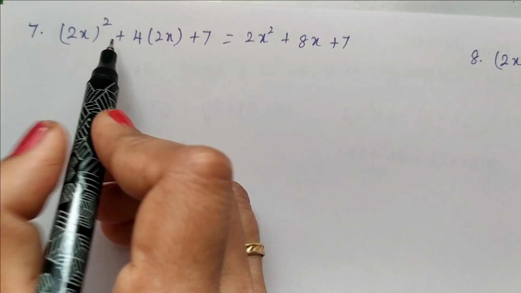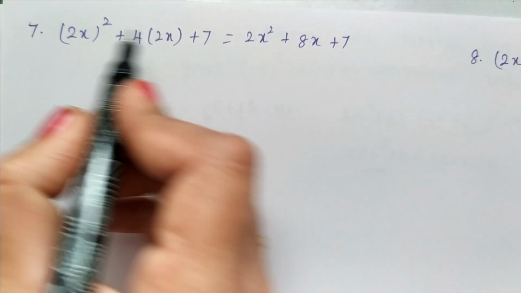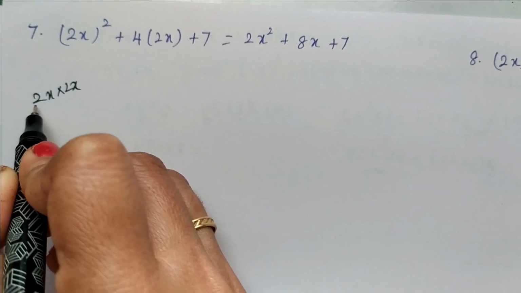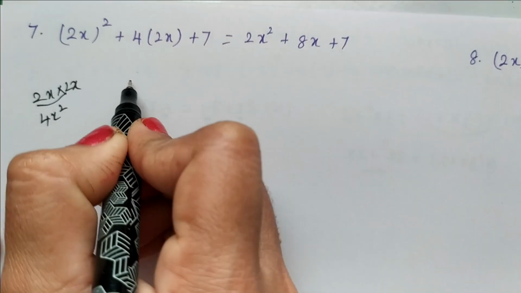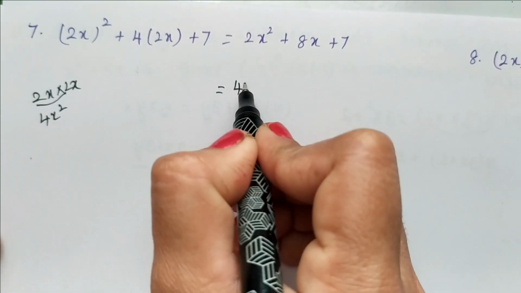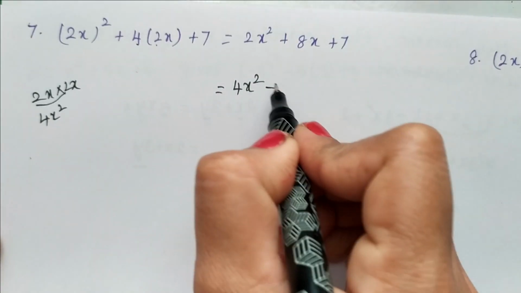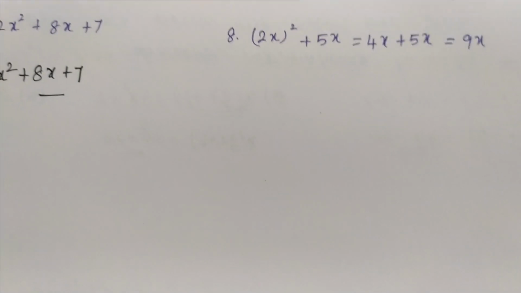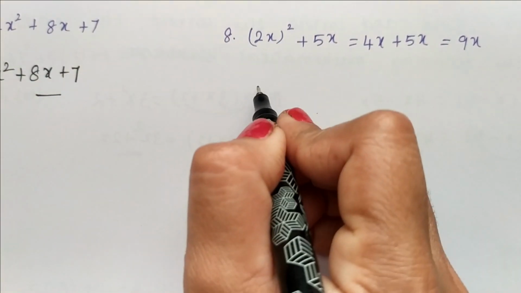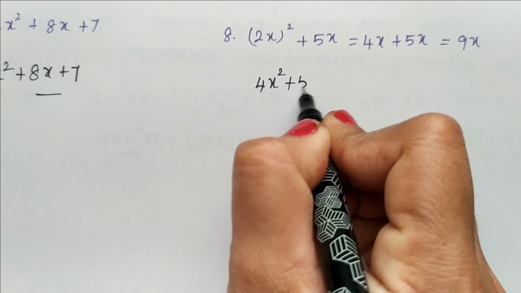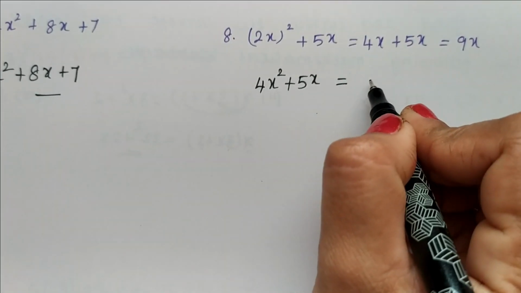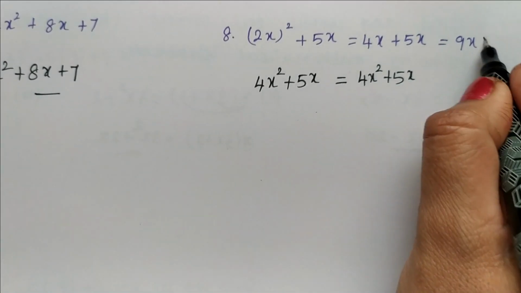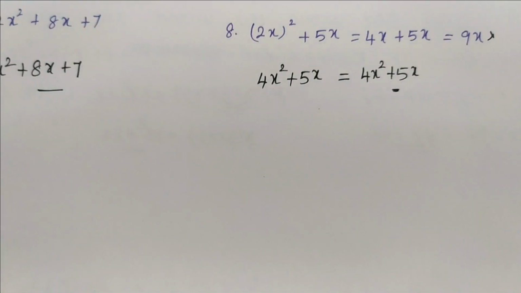Next, 2x whole square plus 4 into 2x plus 7. So 2x square we can write 2x into 2x. So it is 2 2s are 4 into x into x square. So the answer is 4x square, 4 into 2 is 8x plus 7. Next question, so 2x square is 4x square plus 5x equal to 4x square plus 5x. So this is wrong. The answer is 4x square plus 5x.